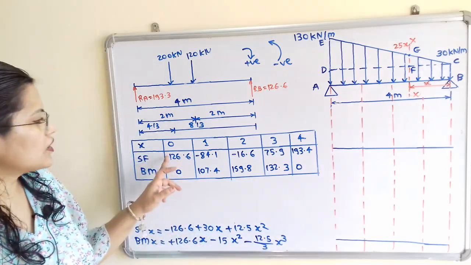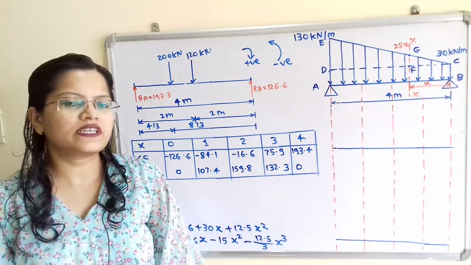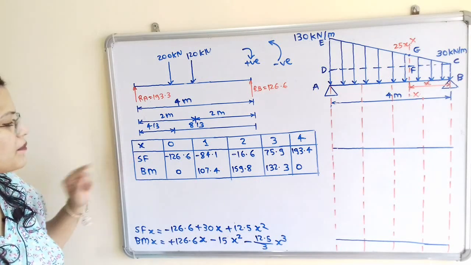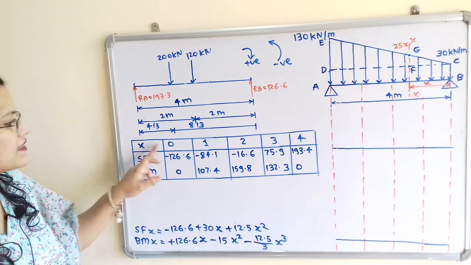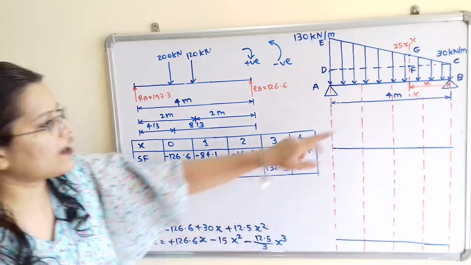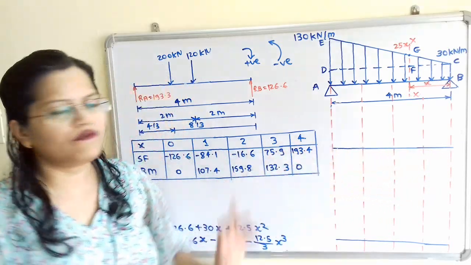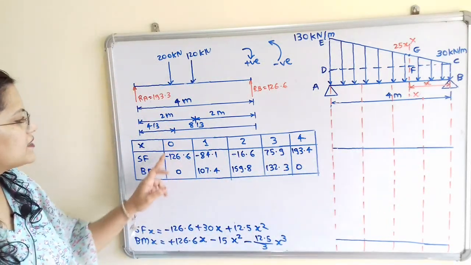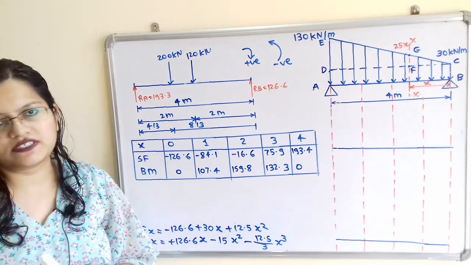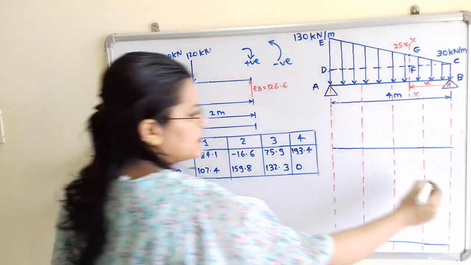To draw shear force diagram and bending moment diagram, we have to first draw one baseline. We will plot all the positive values in upward direction and all the negative values in downward direction. So here is the calculation for shear force and bending moment for the values x is equal to 0, 1, 2, 3 and 4. So we have to draw here the lines at x is equal to 0, 1, 2, 3 and 4 meter.